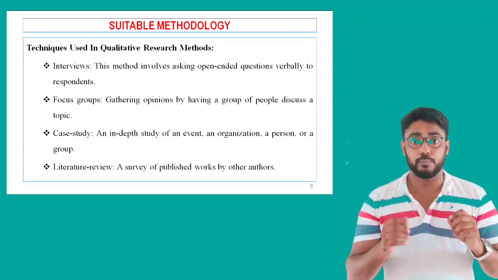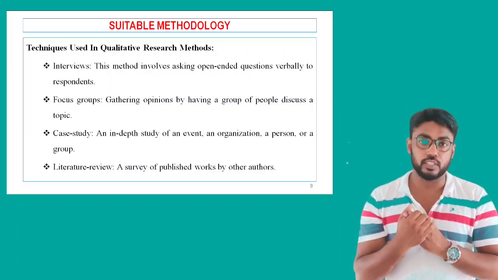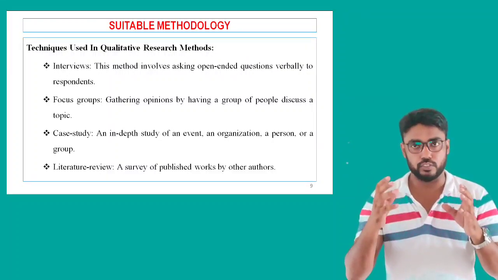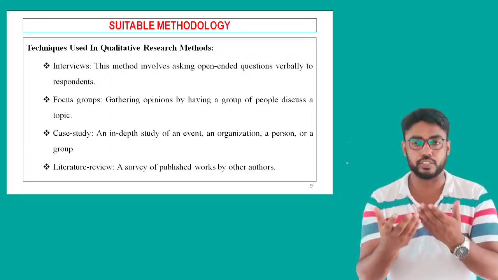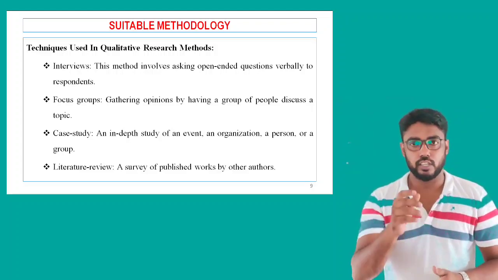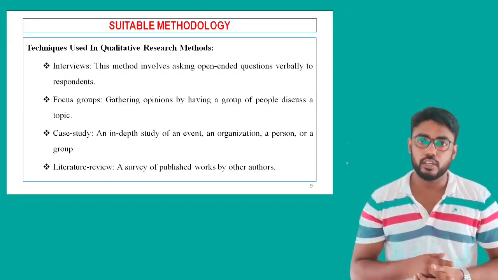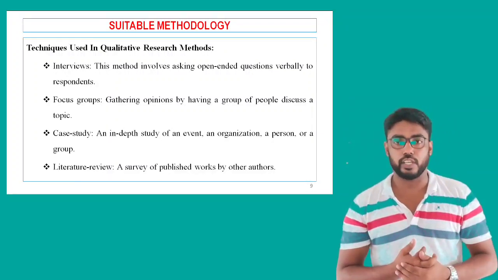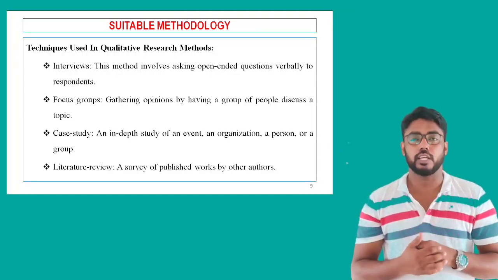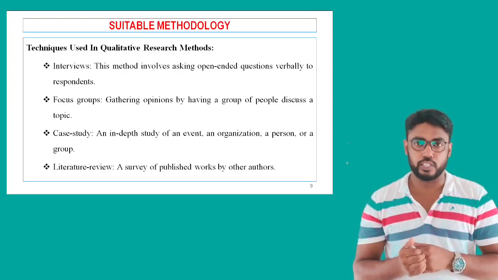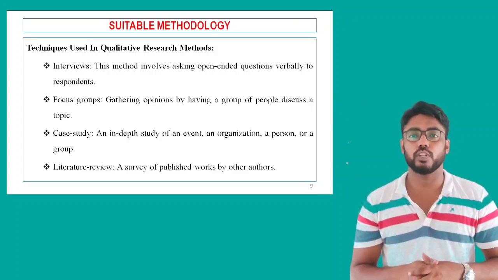Literature review means that before you, some researchers have done many studies in your same field. You will get some ideas from their literature, their publications. That means a survey of published works by other authors. You can search and survey to find the data or works that were published by other authors. These are the techniques used for the qualitative research method.